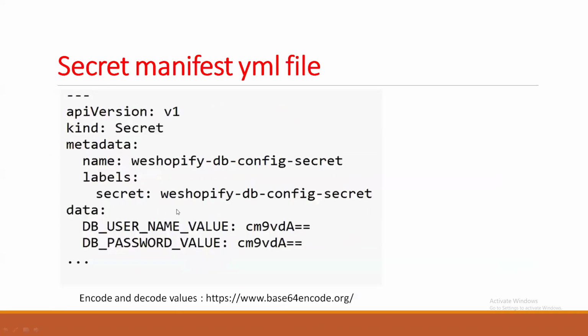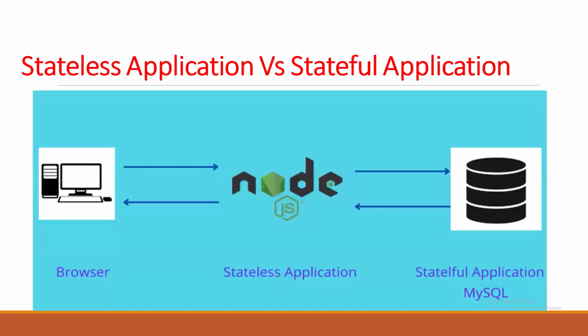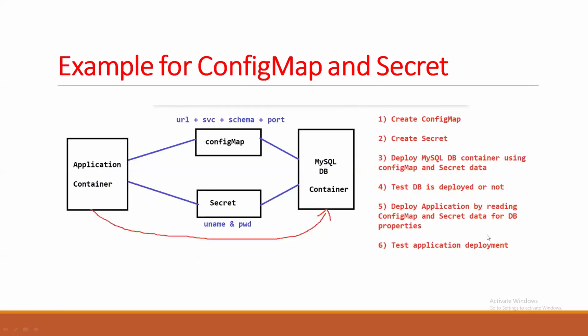I already showed you the example of config maps and secrets. First, create the config map, create the secrets, and deploy the MySQL DB container using the config map and secret data. Test whether the DB is deployed or not. Deploy the application using the config map and secret data for the DB properties. Test the application deployment. For this purpose, I will show you.